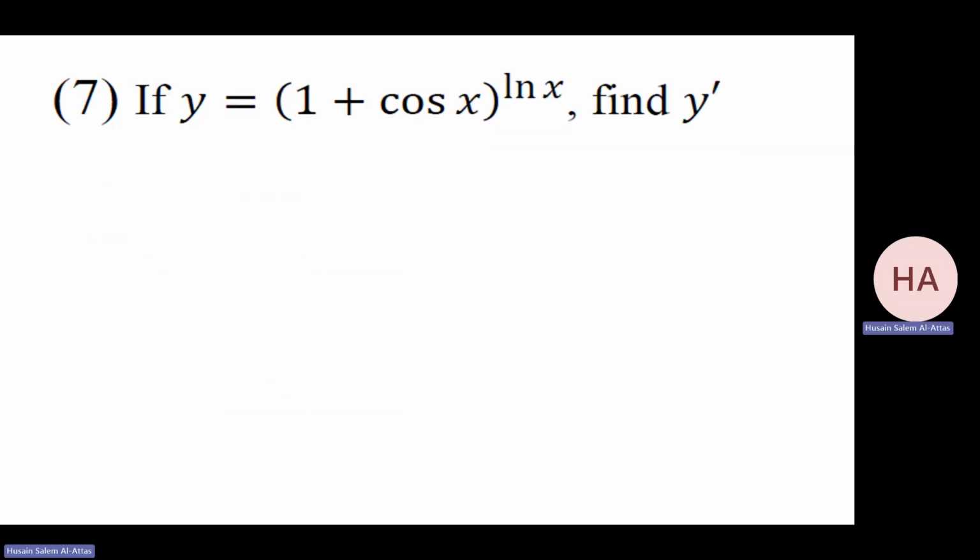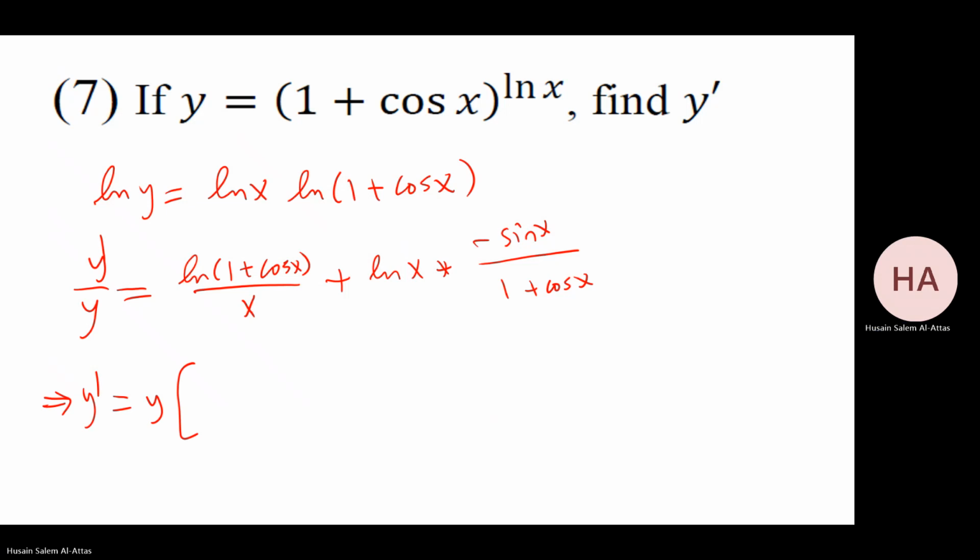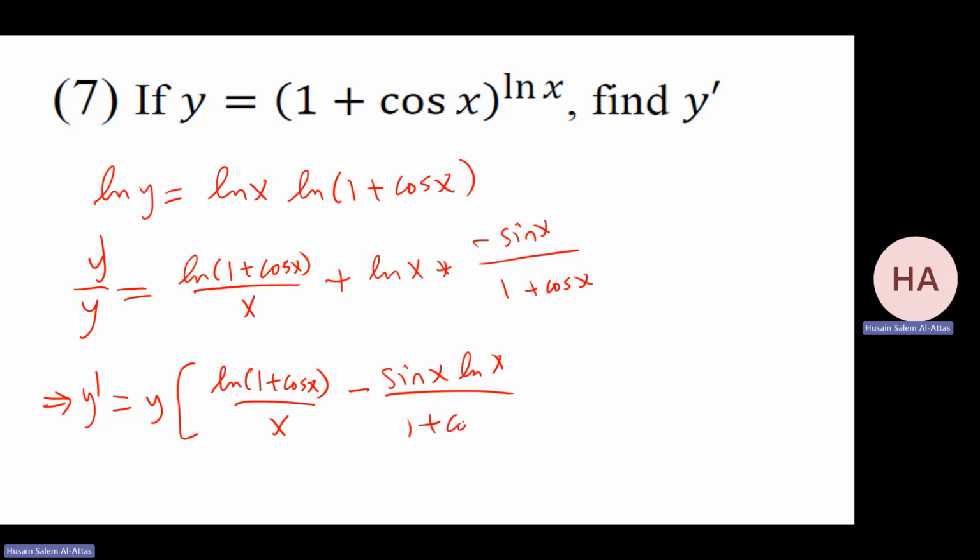Equal this, find y prime. Take ln: ln y will be ln x times ln 1 plus cosine x. Differentiate with respect to x, y prime will be ln 1 plus cosine x over x plus ln x times minus sine x over 1 plus cosine x. So that means y prime will be equal y times this: ln 1 plus cosine x over x minus sine x ln x over 1 plus cosine x. Maybe you can simplify it more.